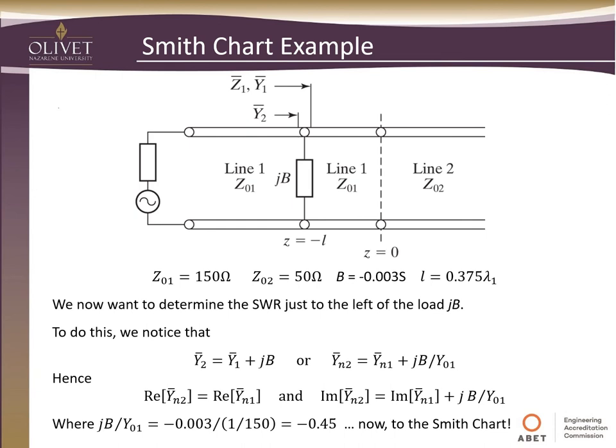When we do that, it's going to shift our admittance part on the Smith chart by this negative 0.45. So we got our 0.003 is what our imaginary part was previously. That's the not normalized part. We normalized that. And so let's see what this looks like on the Smith chart.